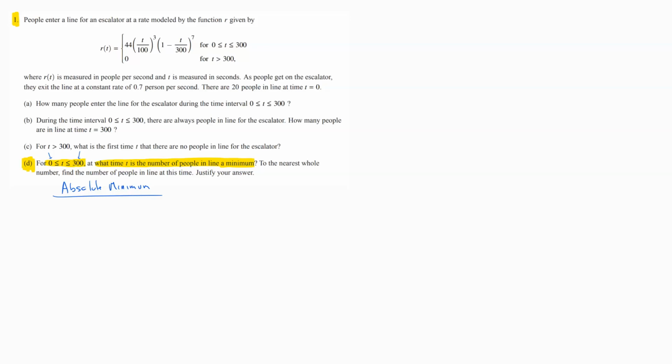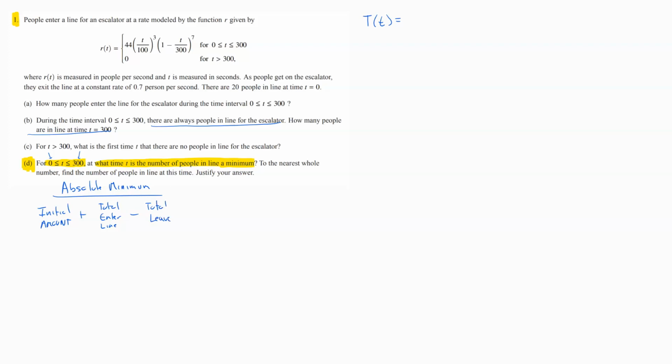What we do is we need to first come up with an equation for what our total amount of people is going to be at any point in time. Well, we came up with that equation back on part B when we were trying to find out how many people are in line for this escalator at t equals 300. The formula for that: you would take your initial amount of people, and then you would add to that the total that enter the line, and subtract off of that the total that leave the line.